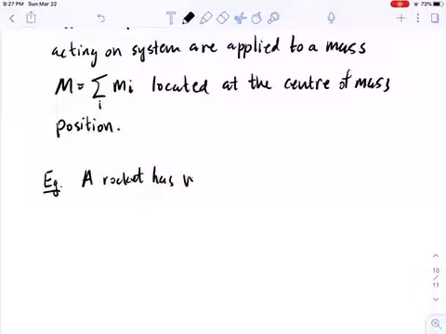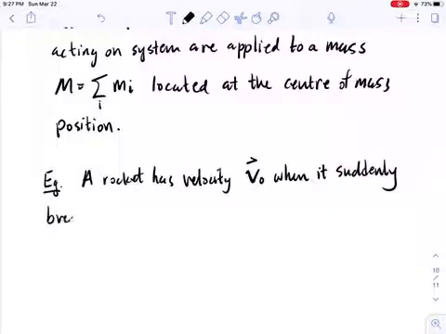So a rocket has velocity, say, v naught, when it suddenly breaks into 3 pieces of equal mass.